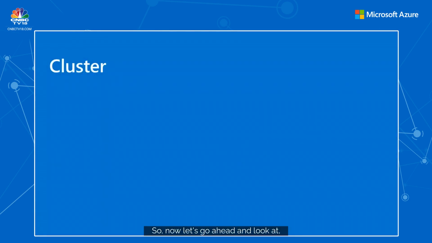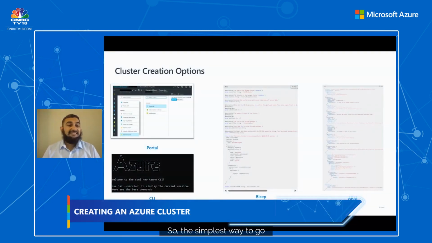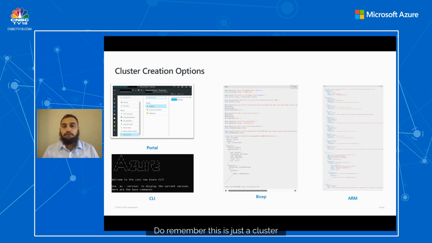Now let's look at what we offer you. The first thing I want to talk about is cluster creation. The simplest way to create a cluster is az aks create, just one command, and you will have a cluster up and running. Do remember, this is just a cluster that you can play around with, because when you are creating a cluster for your enterprise applications, you will need much more than just az aks create. But you can add all of those features in the command line and create clusters based on whatever requirements you have.